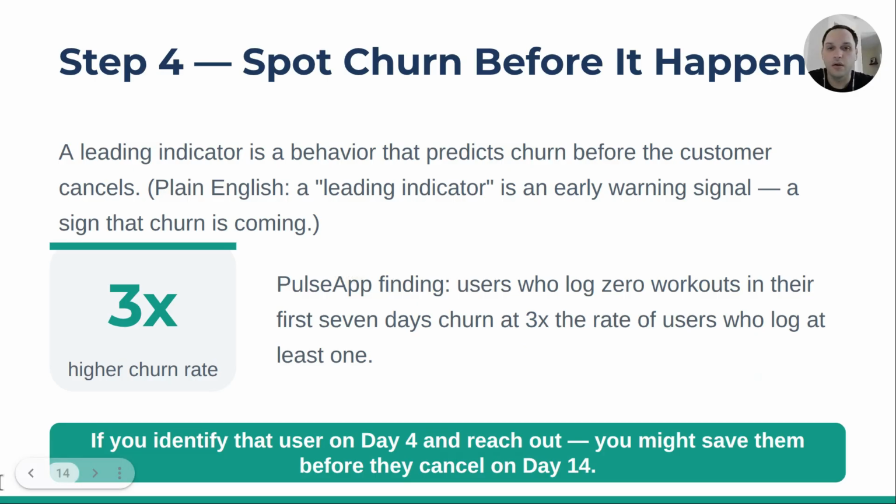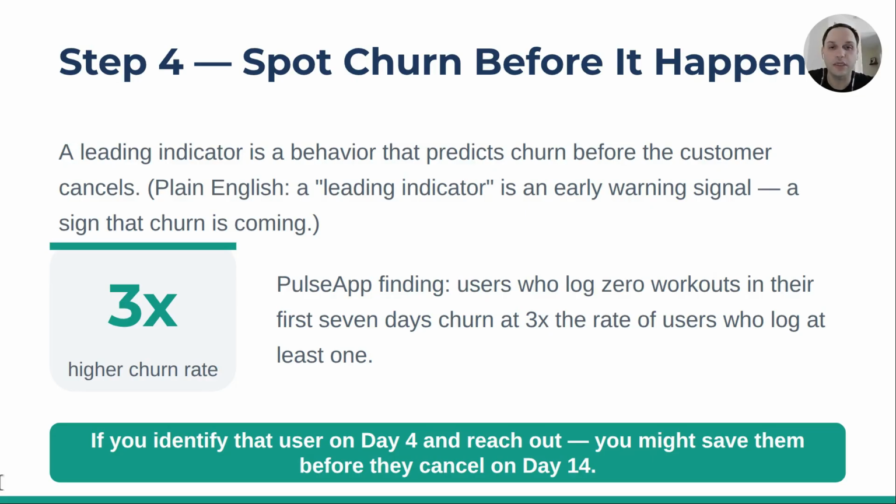This is where churn analysis becomes truly proactive rather than reactive. A leading indicator is a behavior in product data that predicts churn before the customer actually cancels. A warning signal you can act on. For PulseApp, users who log 0 workouts in their first 7 days churn at 3 times the rate of users who log at least 1 workout. That's a powerful leading indicator.